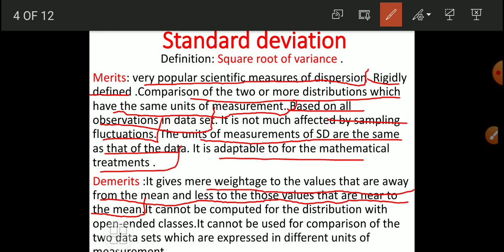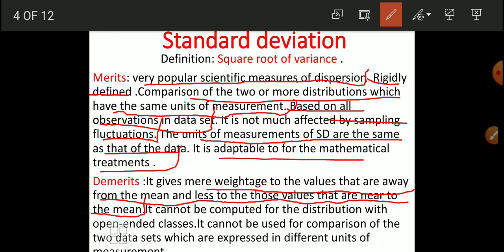The values which are very close to the mean are not given that much importance at the time of calculation of a standard deviation. So although we say that there is a consideration of all observations in the calculation of a standard deviation, some demerits are there.